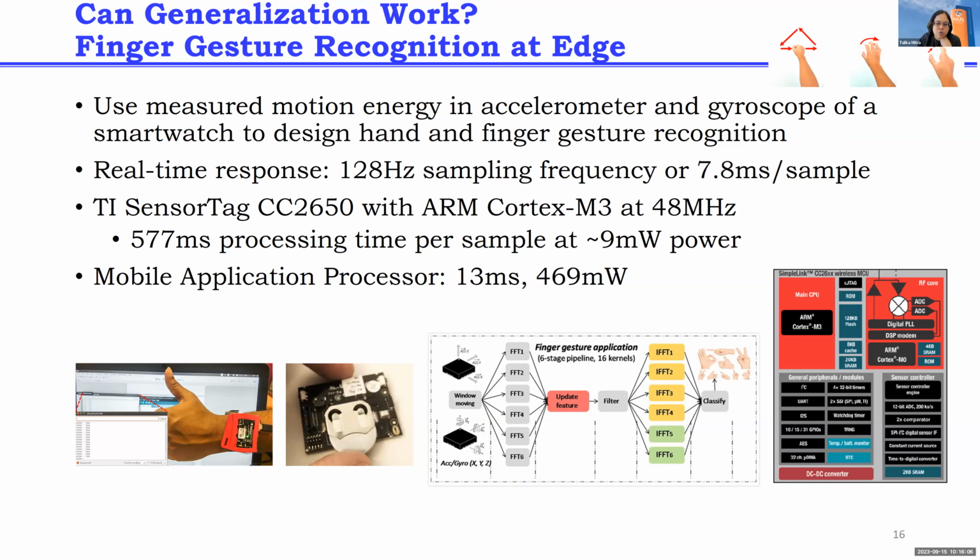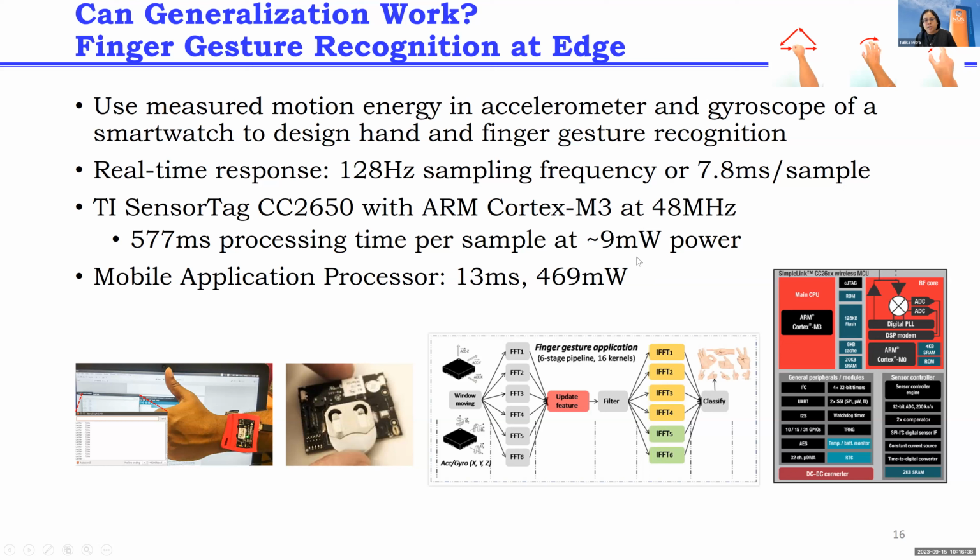Now if you try to do this using a very simple microcontroller, an ARM Cortex M3, which you can see over here, running at around 48 megahertz, and this is very typical of these kinds of simple IoT systems, then it takes about 577 milliseconds to process per sample, in contrast to what we require, which is 7.8 milliseconds. Of course, the power is very, very low.